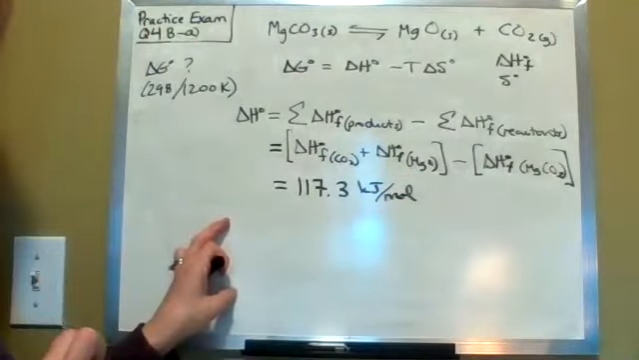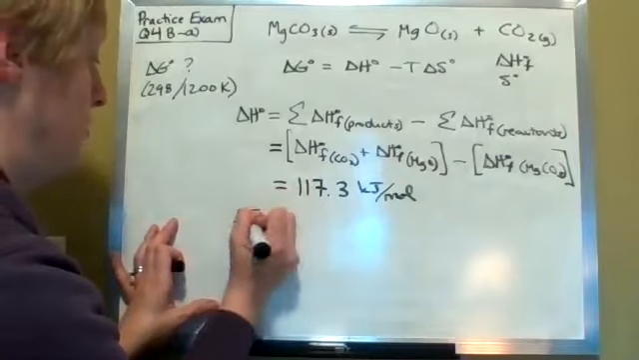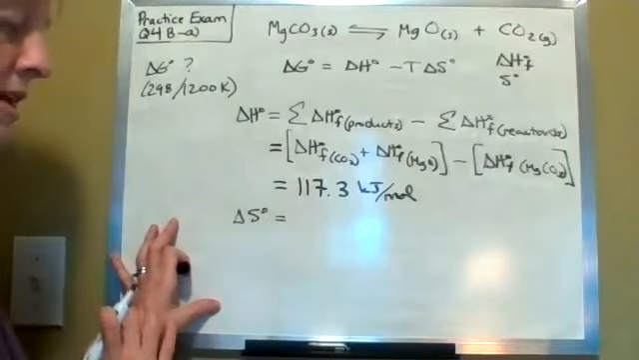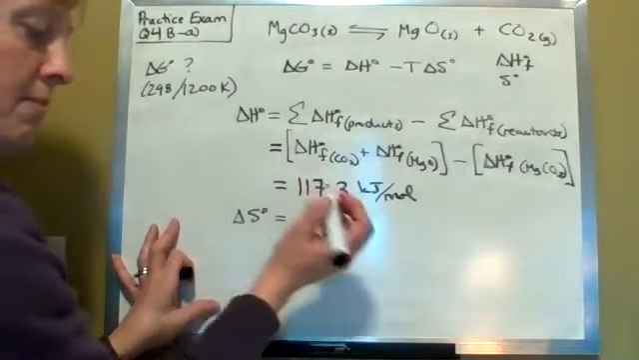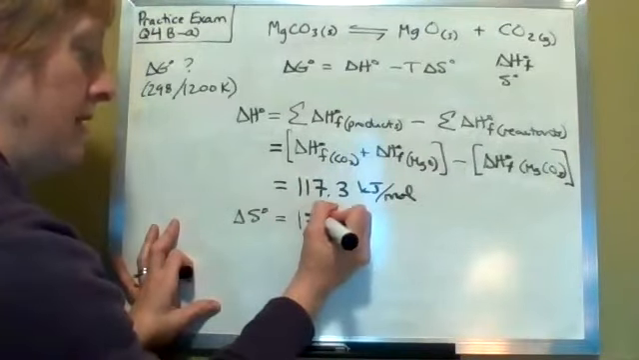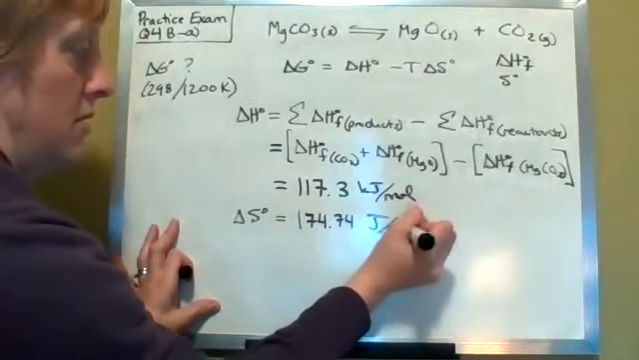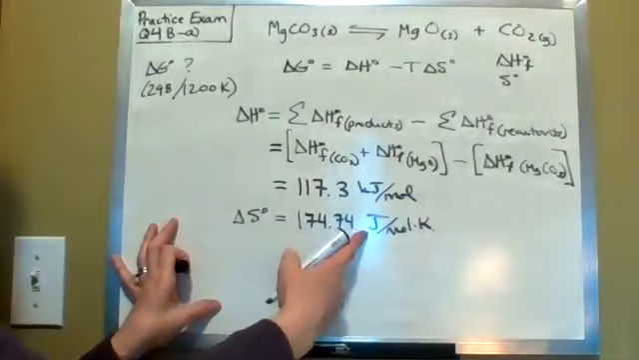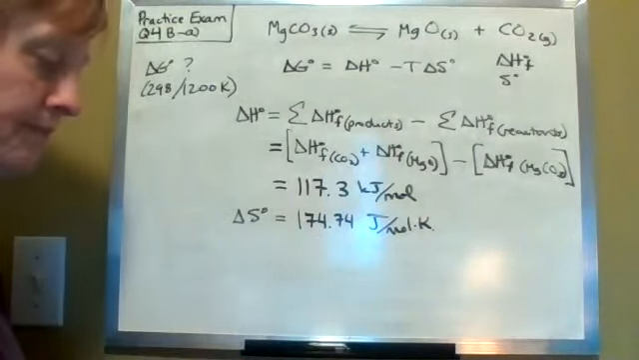kilojoules per mole. Now you do the similar equation for the entropy of the reaction, and this time you're using absolute entropy values, but you should end up with a number 174.74. This is joules per mole Kelvin. So keep that in mind. This one's always in joules, and this one's in kilojoules, generally speaking.